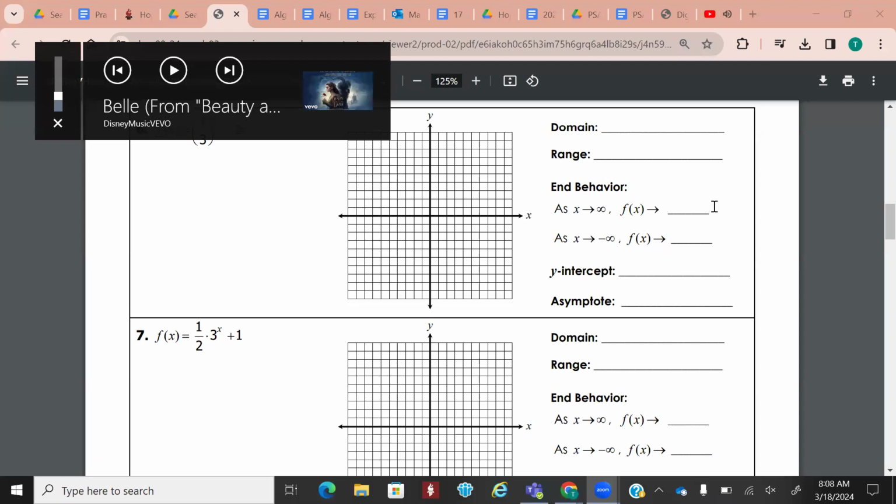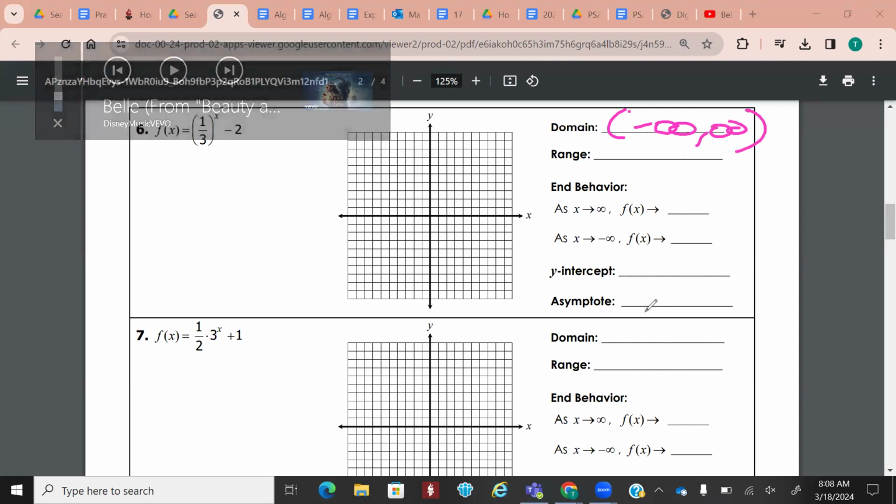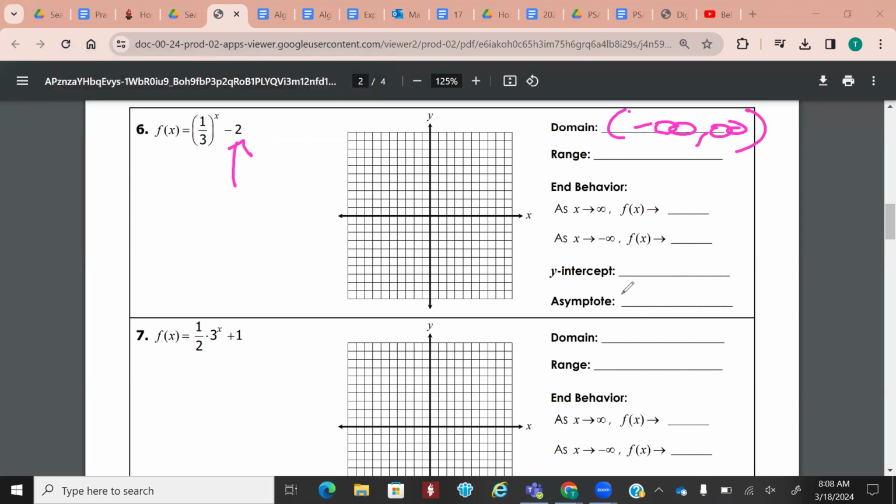Okay, so on that first one, domain is going to be from negative infinity to positive infinity. Okay, that's pretty simple. For range, you need to identify your asymptote. What was your asymptote on this one? You graphed it. You got y equals -2. You can also see that with that number that's out on the end.